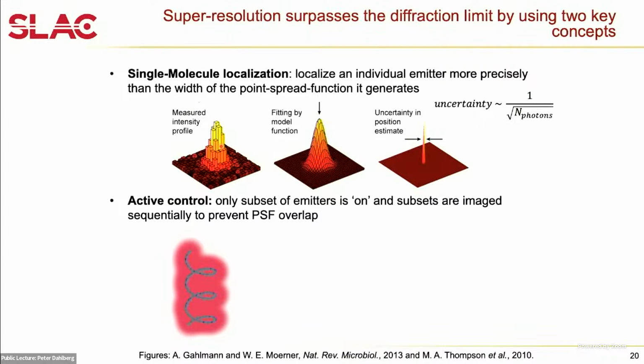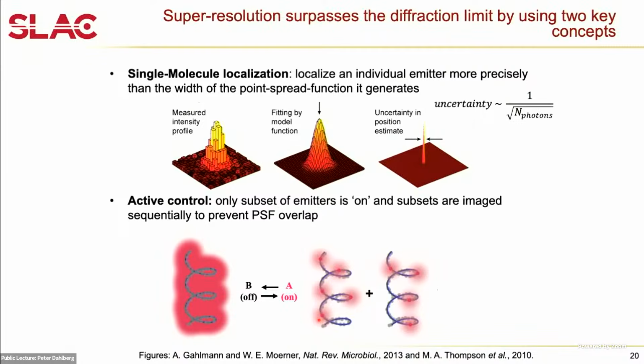But if I had some ability to turn off the majority of molecules in the sample and leave on only a sparse subset, then I could localize that sparse subset of molecules. And if I further had the ability to turn off those molecules and turn on the next random subset of molecules, then I could localize that next set of emitters. And through time, I could build up a pointillistic reconstruction, which is my super resolved image.